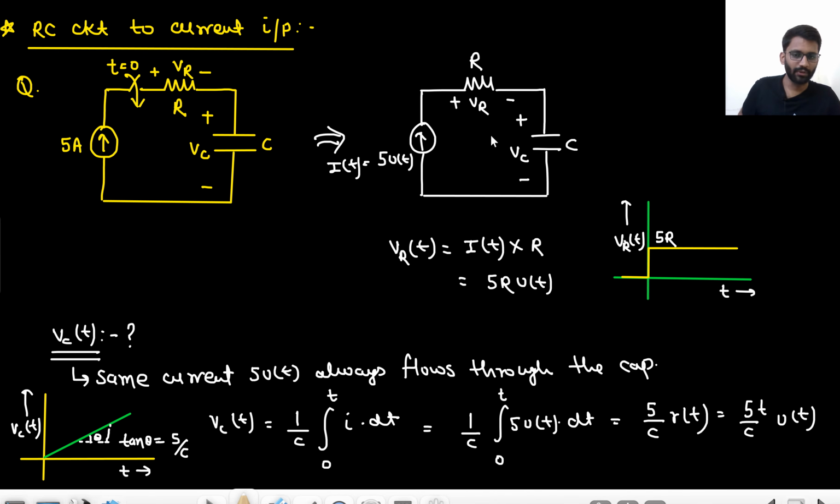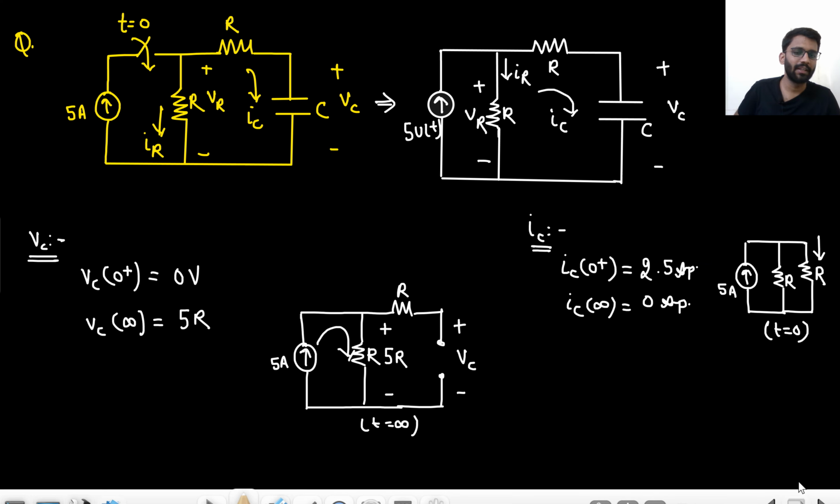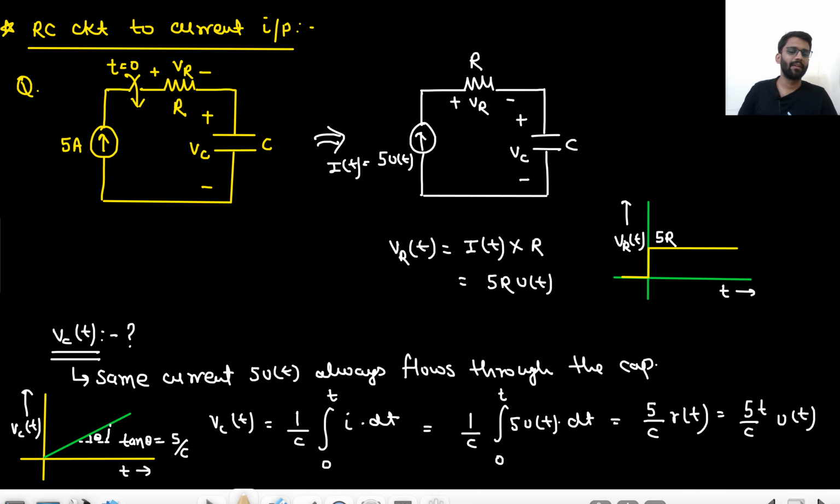Here in this circuit, what do you see? Initially the current was 5 ampere and always it will be 5 ampere, because the same current will be flowing here. Always it will be 5 ampere. But in the previous problem, what do you see? Initially it was 2.5 ampere, then it goes down to 0 ampere.